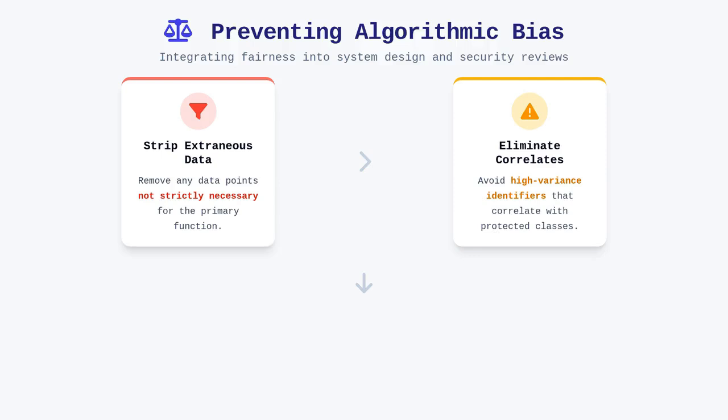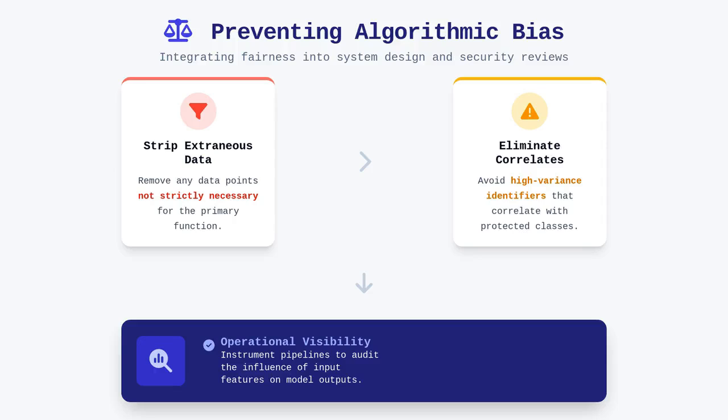Maintain operational visibility by instrumenting your pipelines to audit the influence of specific input features on the output of your models or processing rules. If the system cannot justify the use of a specific set of features based on the primary system function, those features should be discarded during the data ingestion pipeline. This is a technical validation step that acts as a guardrail against both privacy violations and unfair processing outcomes.